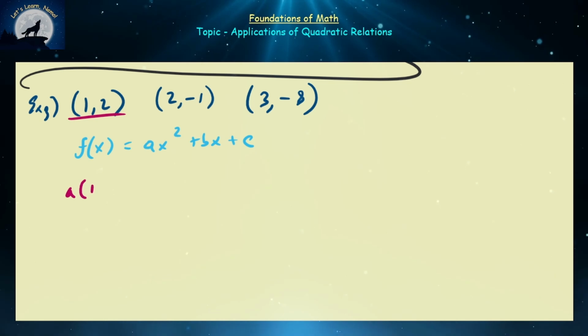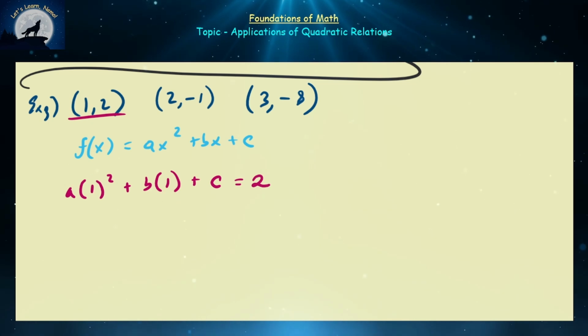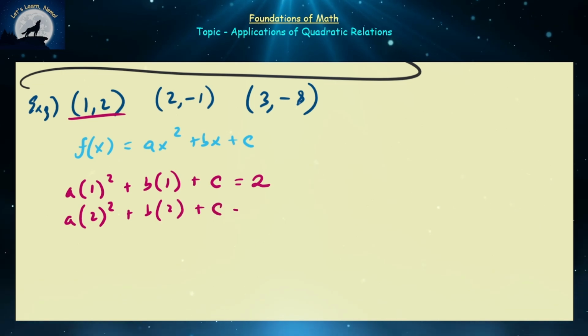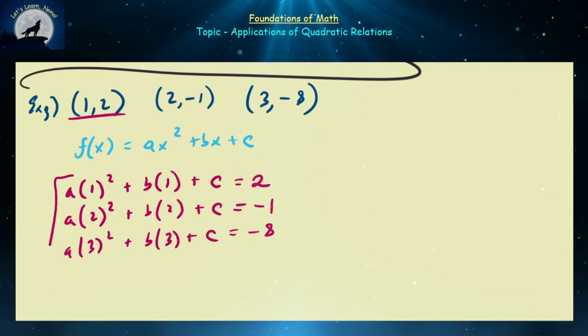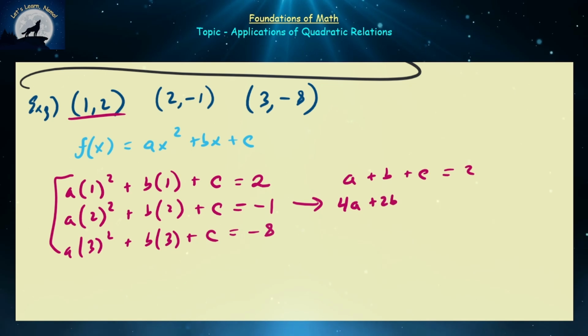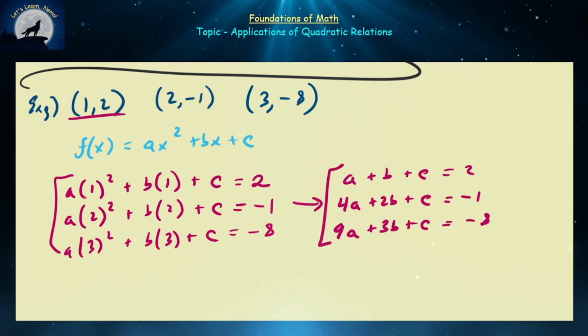So that's going to give us a·1² + b·1 + c, and that must generate a value of 2. Similarly, a·2² + b·2 + c must generate a value of -1. And then finally, a·3² + b·3 + c must generate a value of -8. Right? And obviously we can clean this up a bit: a + b + c = 2, then 4a + 2b + c = -1, and finally 9a + 3b + c = -8.